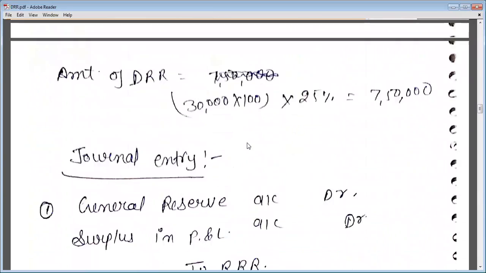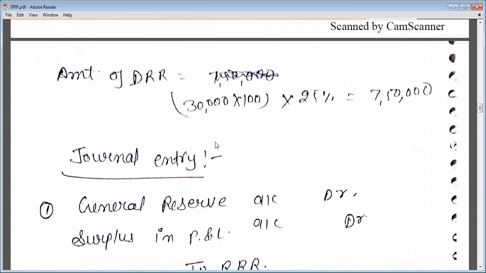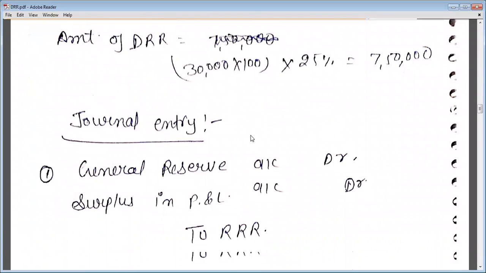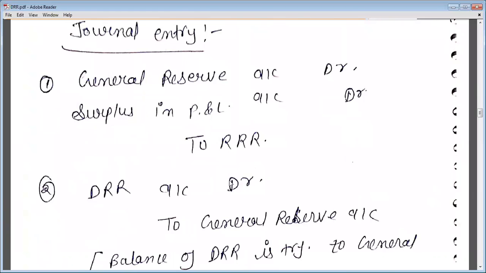There's another example. So let's move on to entries. So these are the general entries for DRR. First entry is general reserve account debit, surplus in P&L account debit, to DRR. Okay. General reserve account debit, surplus in P&L account debit to DRR. And second entry, DRR account debit to general reserve.